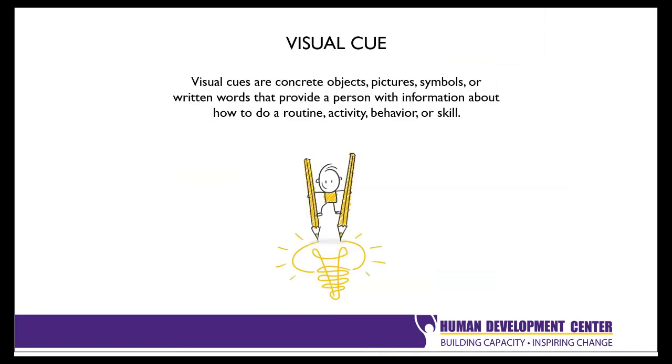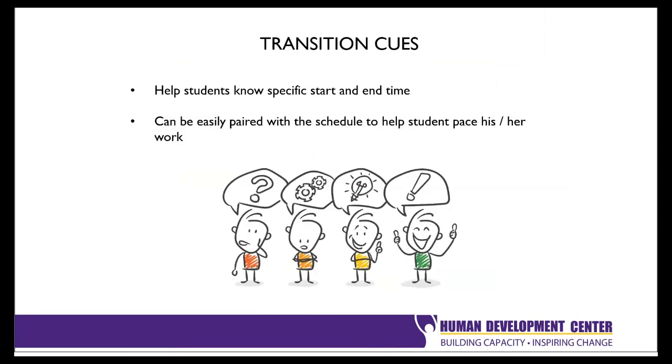All right, now moving on to visual cues. Visual cues are concrete objects, pictures, symbols, or written words that provide a person with information about how to do a routine, an activity, a behavior, or a skill. So we're going to look at a few different types of visual cues today that can help you prime students.